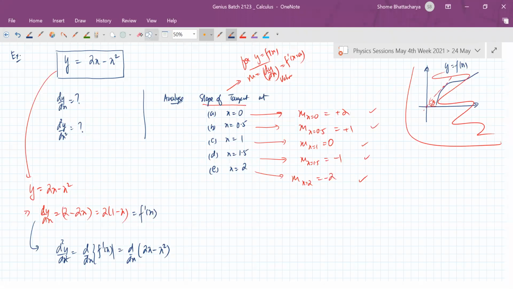Okay. So I need to differentiate this function now. Need to differentiate this function, 2 minus 2x. So that is what it is, negative.